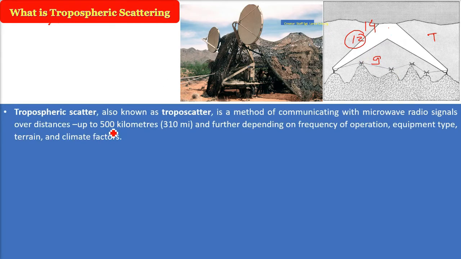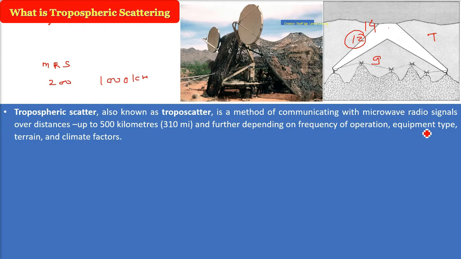So tropospheric scatter, also called troposcatter, is a method of communication with microwave radio signals. Normally we use the UHF band. The range starts from 200 kilometers and can go up to 1000 kilometers. Let us take an average of up to 500 kilometers. But it depends on certain things like the frequency of operation, the equipment type, the terrain, and the climate factors. All these are involved here.